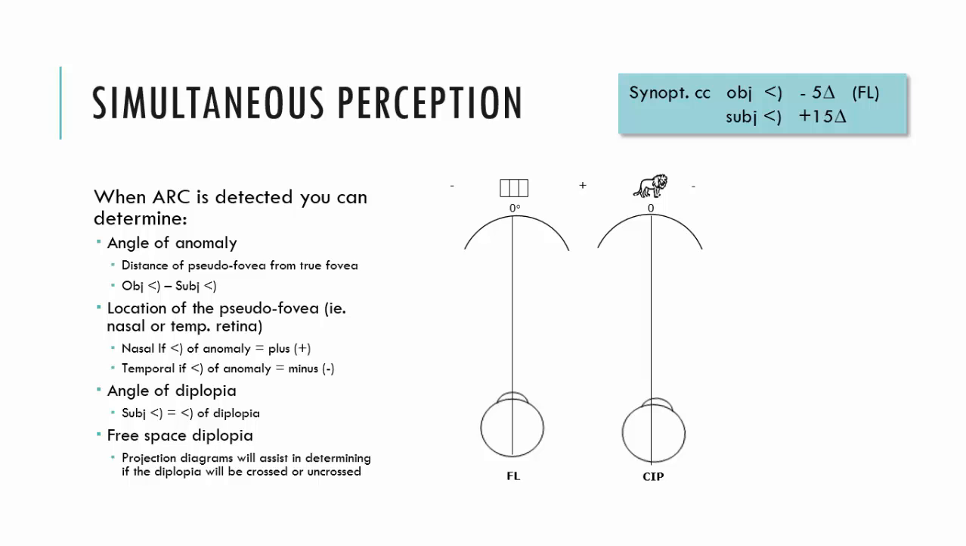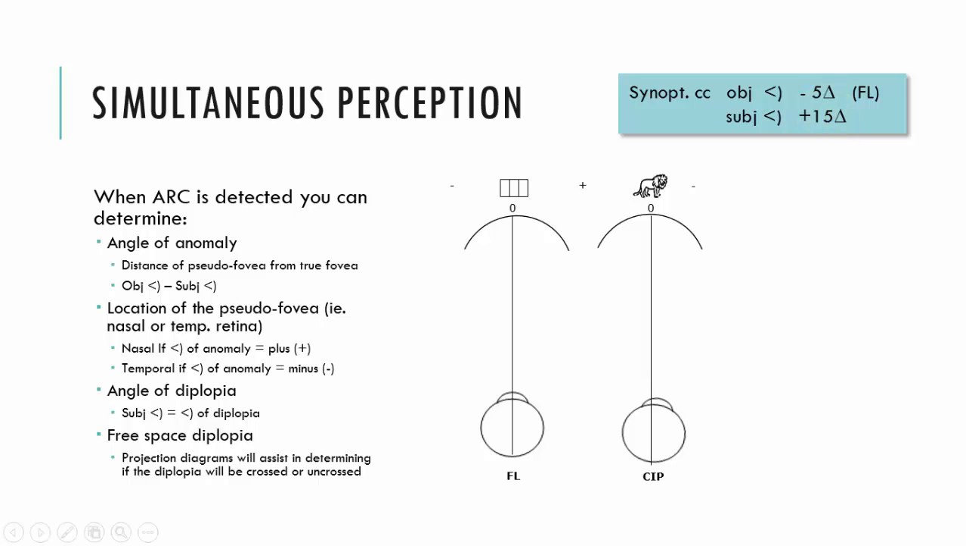Okay, to do all of this, what we do is we draw Synoptophore diagrams, and these are slightly different to the projection diagrams we've been used to so far. And here I've given you an example of some results where we have a Synoptophore finding with correction. The objective angle is -5 diopters fixing left, and the subjective angle is +15 diopters. So we have a difference between objective and subjective, and we have ARC, and now we're going to go to the effort of calculating the angle of anomaly and finding the location of this pseudofovea.